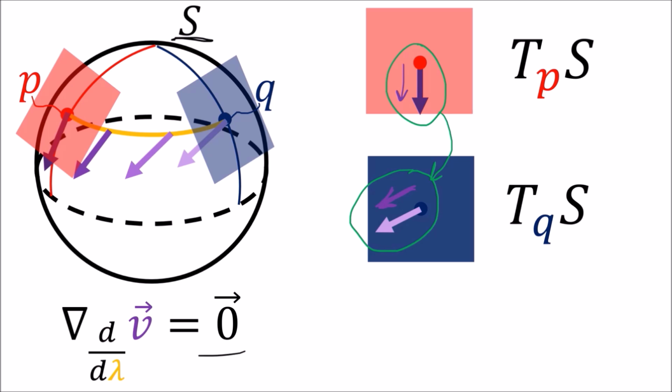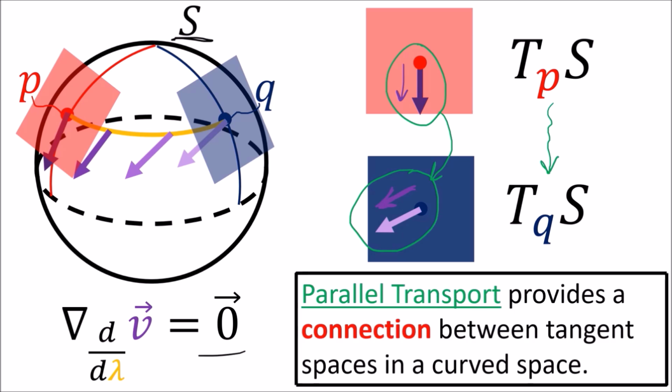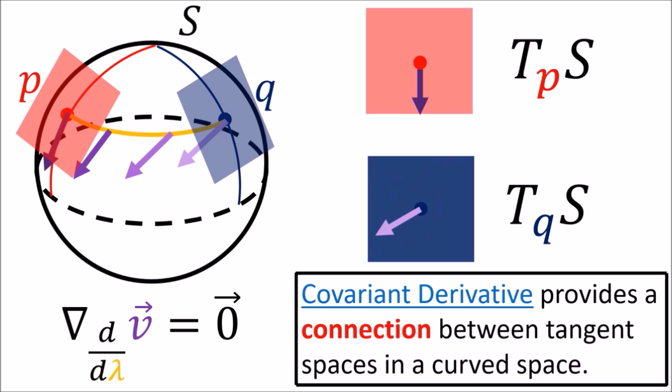So parallel transport gives us a way to map vectors from T_P S to T_Q S. And since parallel transport is defined using the covariant derivative, it's really the covariant derivative that's providing the connection between the tangent spaces in this curved space. So that's why a covariant derivative is sometimes called a connection, because we can use it to connect different tangent spaces at different points in the curved space.